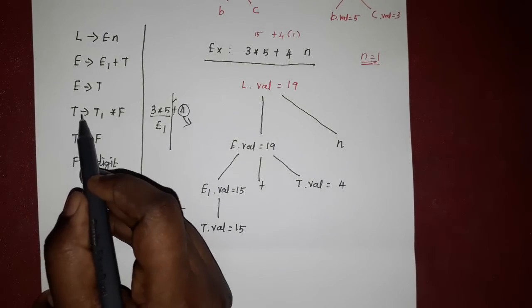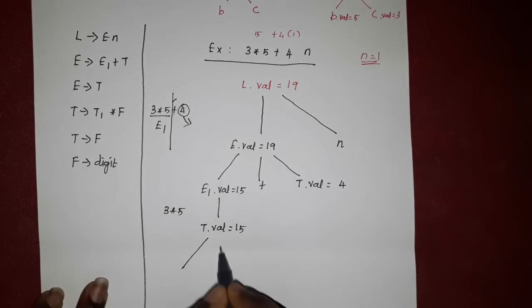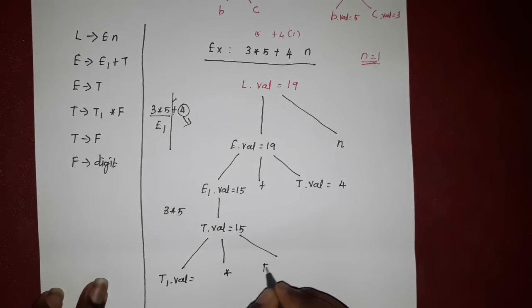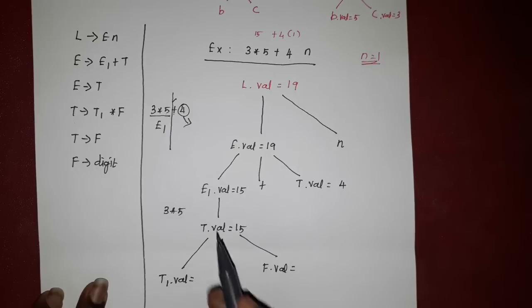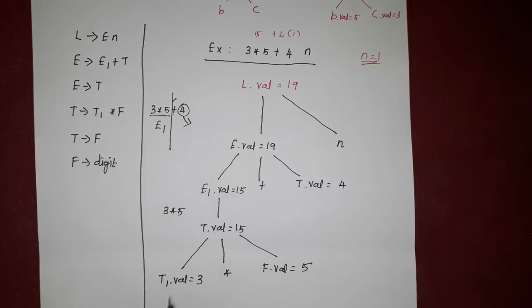Then T can be split up into 3 nodes: T1 star F. T1 dot value is equal to, and this is the multiplication operator, and the last one is F dot value. It can be compared to 3 star 5. So T1 dot value represents 3. This is star, and the last one F dot value is equal to 5. And the final one is T dot value is equal to F dot value.